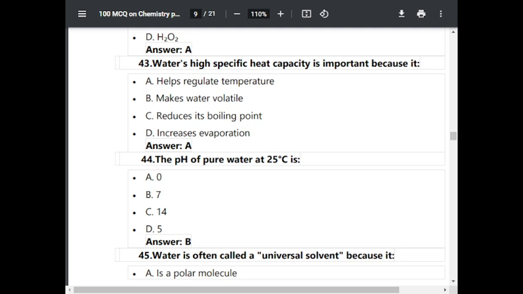Question number 44. The pH of pure water at 25 degrees Celsius is: option A 0, option B 7, option C 14, option D 5. The correct answer is B, 7. The pH of pure water at 25 degrees Celsius is 7.